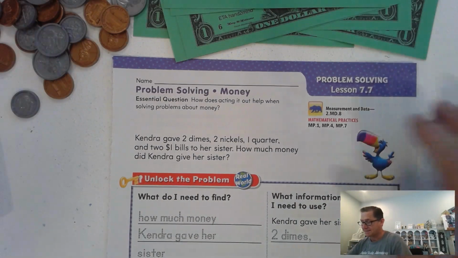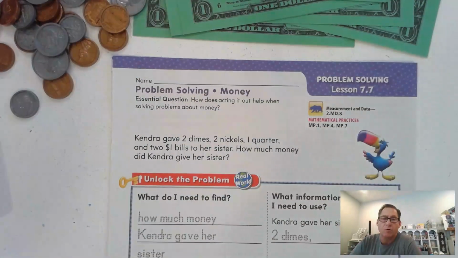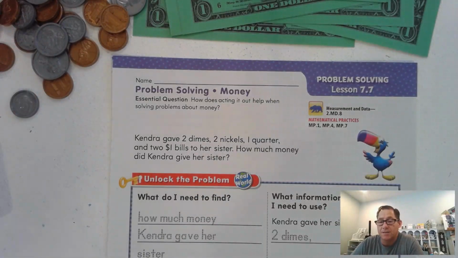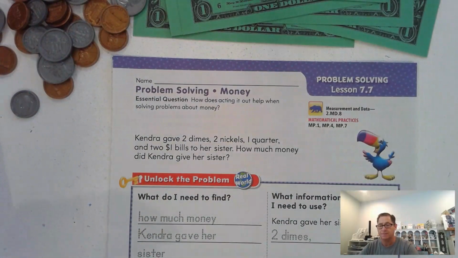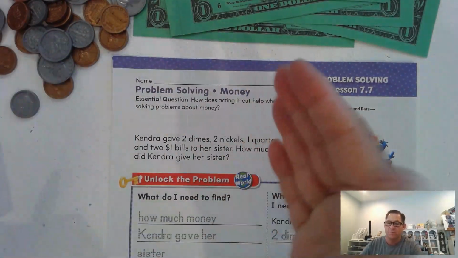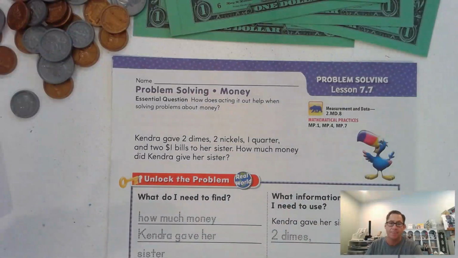Hello, everybody. In lesson 7.7, we're going to work with problem solving using the concept of money. We're going to be practicing something called acting it out. I don't necessarily mean like a play where you have lines to say. Acting out is just the process of moving things around. All right, so let's look at this.